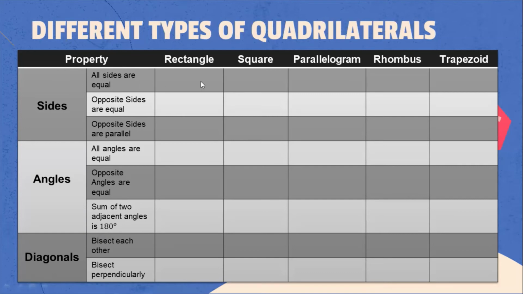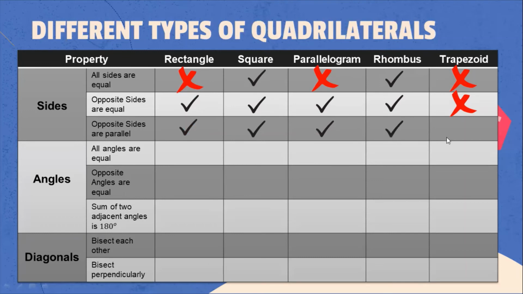All sides are equal for rectangle? No. Square? All sides of the square are equal. Parallelogram? No. Rhombus? Yes. All sides of the rhombus are equal. Trapezoid? No. Next one, opposite sides are equal. Rectangle, check. Square, check. Parallelogram, check. Rhombus, check. Trapezoid, wrong. So rectangle, square, parallelogram, and rhombus have opposite sides which are equal. Next one, opposite sides are parallel. Rectangle, check. Square, check. Parallelogram, check. Rhombus, check. Trapezoid, check, because one pair of the opposite sides of a trapezoid is parallel.